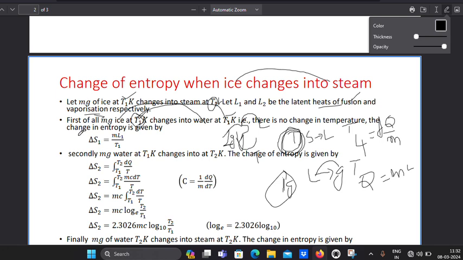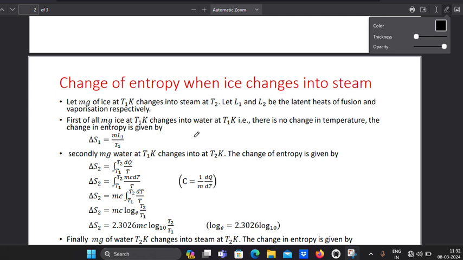The change in entropy is given as follows. What is the entropy formula? dS is equal to dQ by T. It is the entropy formula. But here I didn't write it like this; it is written as mL1 by T. What is the difference here? The latent heat formula is used. The latent heat formula is, as I told you just now, L is equal to Q by m.